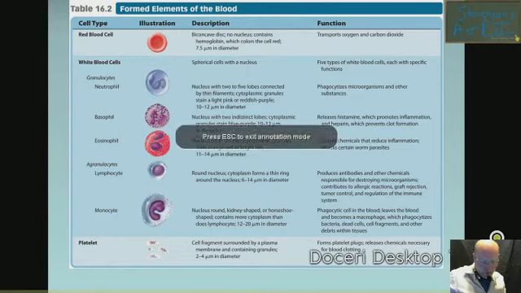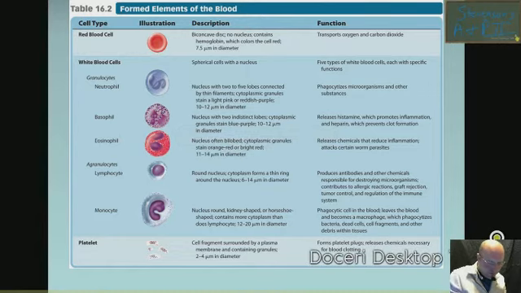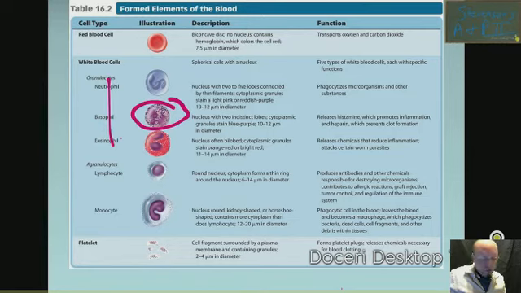Alright, I'm going to go ahead and put our first question here. Question number 1. This blood cell is of what type of blood cell? Question number 1. Okay. Very simple.